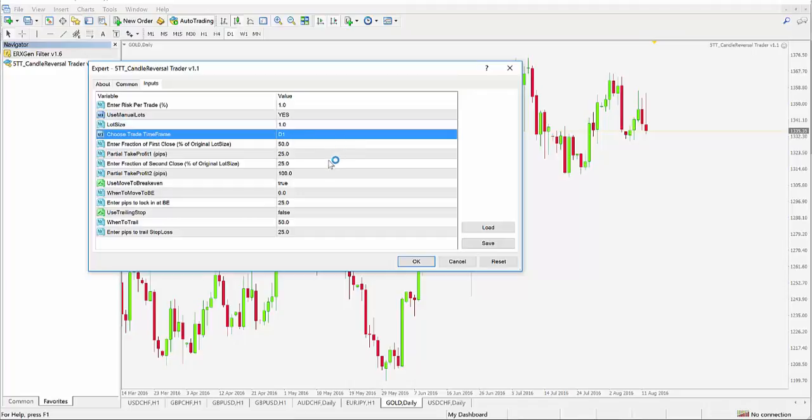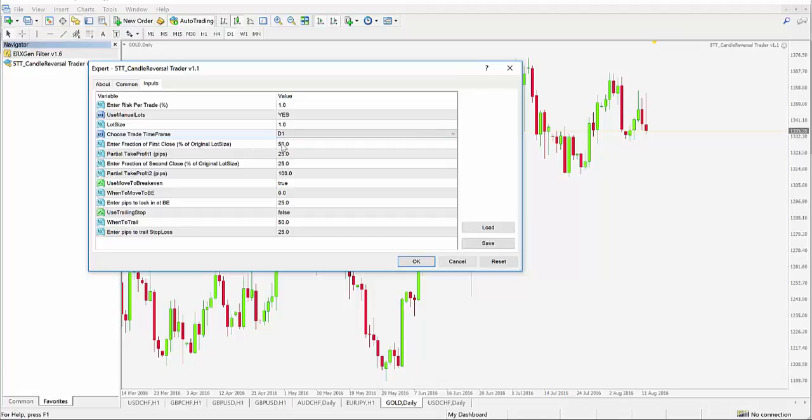I tend to trade the system on the daily chart, but here the user can choose what time frame to trade it on. This just makes sure that, for whatever reason, if the chart is on a different time frame than what the user expects, the EA will raise an alert to say the EA should be placed on the correct time frame. Enter fraction of first close as percentage of original lot size.